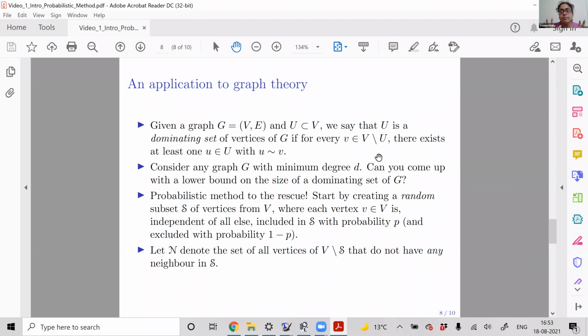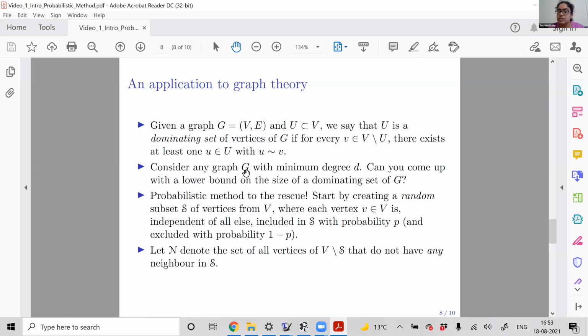Again, a dominating set in a graph is a subset U of the vertex set of the graph, which we denote by V, such that if you consider any vertex which is not in the subset U, then that vertex will have at least one neighbor in U. So I want to understand, let's say I'm looking at a dominating set of a graph. Can I conclude anything about its size? How many vertices will it contain?